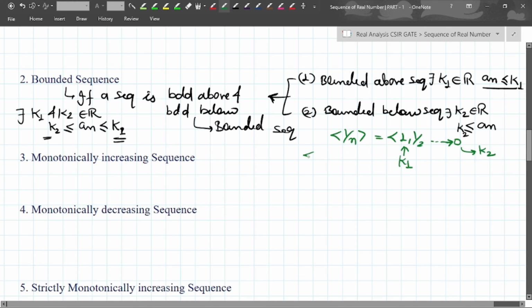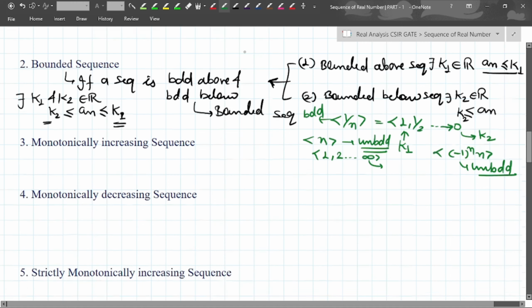Similarly, if I take n, then it is unbounded. Why is it unbounded? Because it starts from 1, 2 and goes up to infinity. There does not exist any real number which will be greater than infinity. So this is unbounded. Similarly, you can take minus 1 power n. This is also unbounded. Okay, so these are some examples.